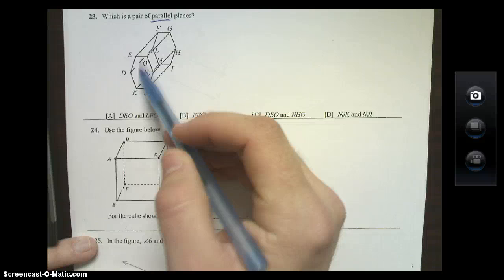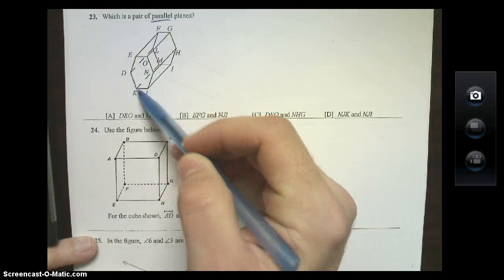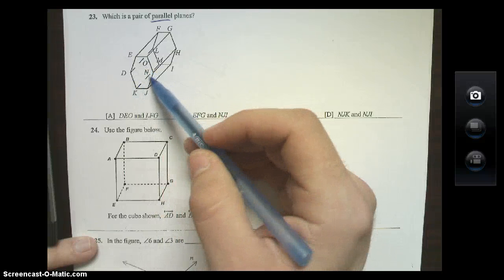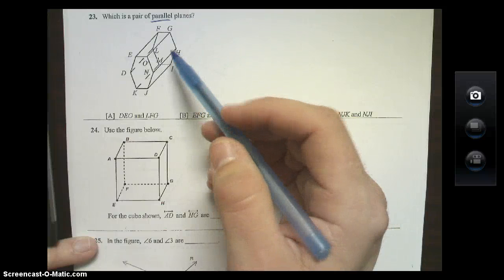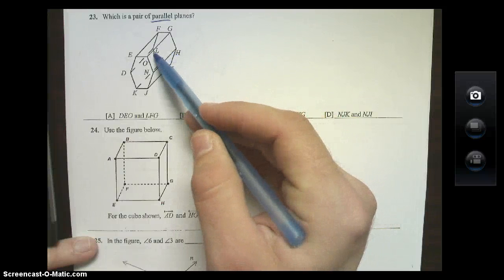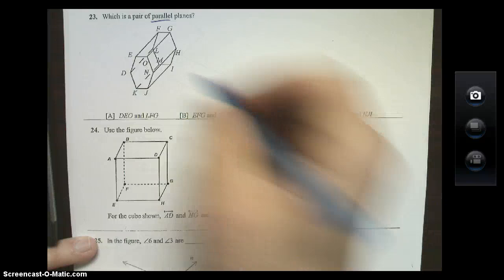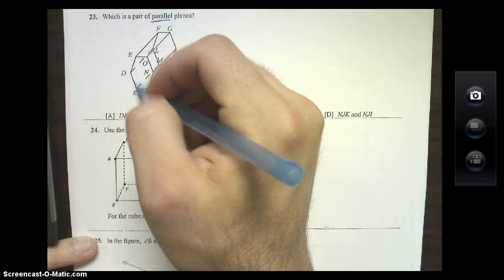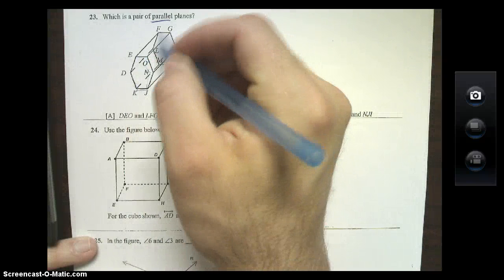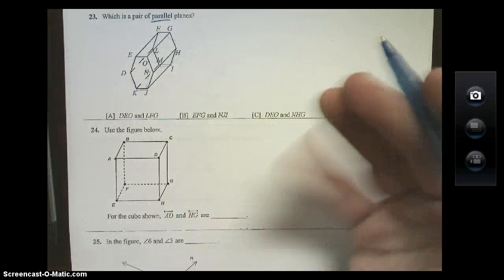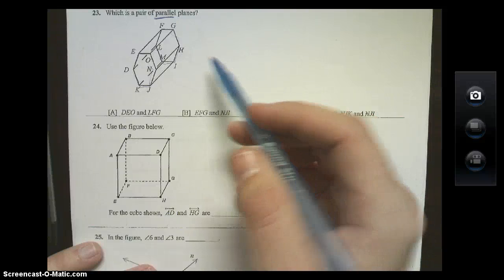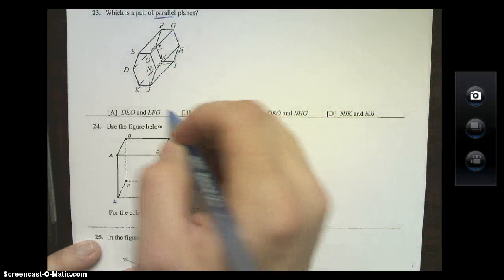So DEO is this front portion, all right? Again, when we're naming planes, only three letters at a time. LFG, L, FG. Now, this one, right away, we see that we have the front portion and the back portion. You got to think of it as a 3D object where it is actually parallel right there. So this is going to be your answer.